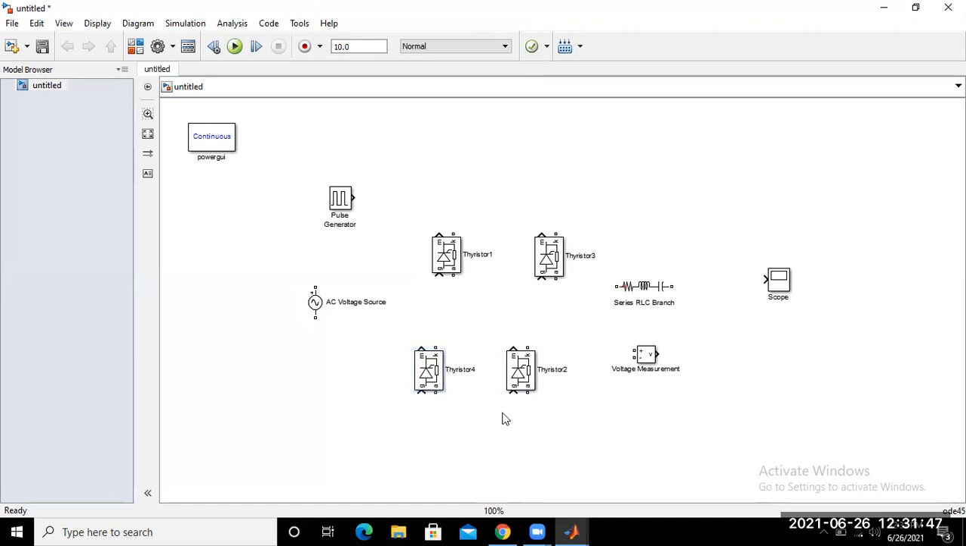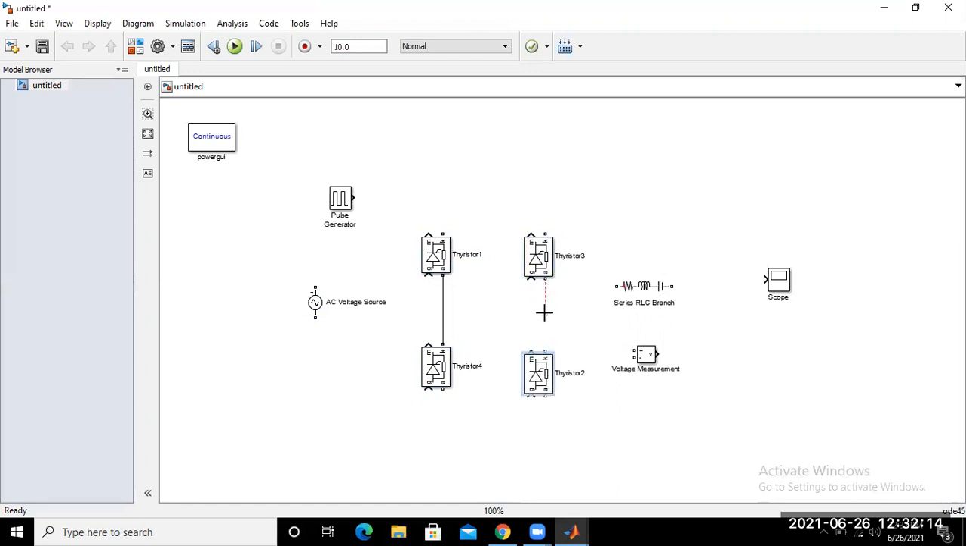Now connect these thyristors in a proper manner. So just simulate the single phase full wave. So just this thyristor is connected to this point here. And next, this thyristor is connected to this point. Next, yeah, this thyristor is connected to here and here. And this thyristor 1 and 2 just connected in this way. So just connect. Okay.